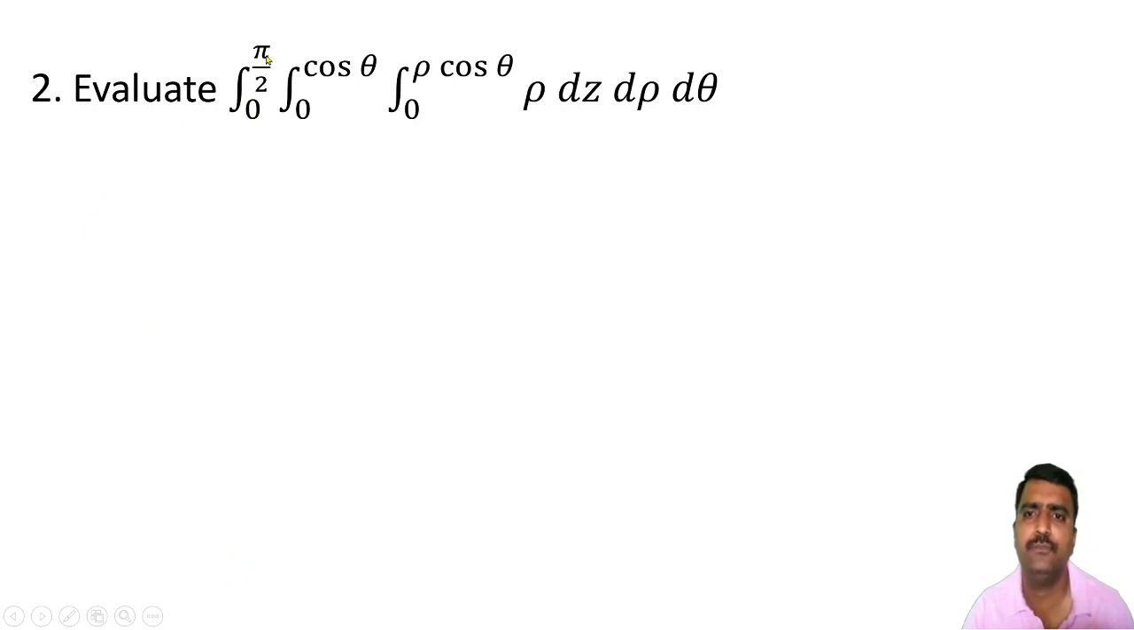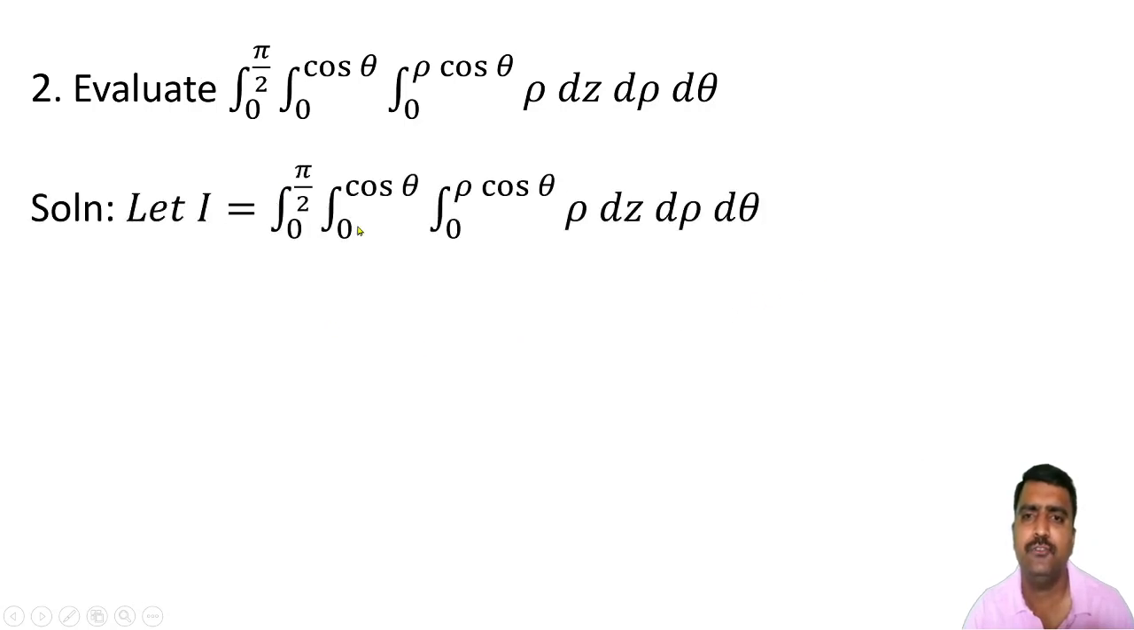Take the triple integration from 0 to pi by 2, 0 to cos theta, 0 to rho cos theta, rho dz, d rho d theta. First integration with respect to z, then with respect to rho, then with respect to theta. So take this integral as I. Let I be equal to the integral 0 to pi by 2, 0 to cos theta, 0 to rho cos theta, rho into dz, d rho d theta.